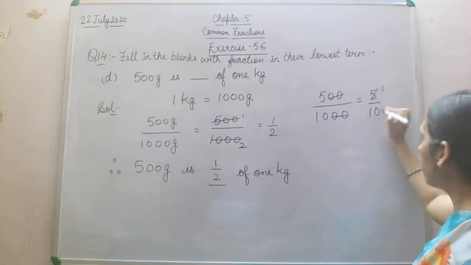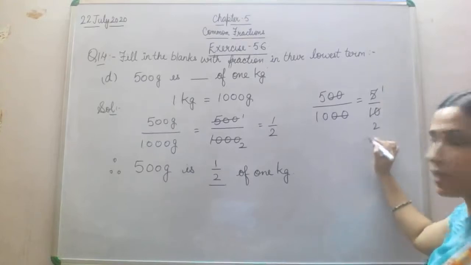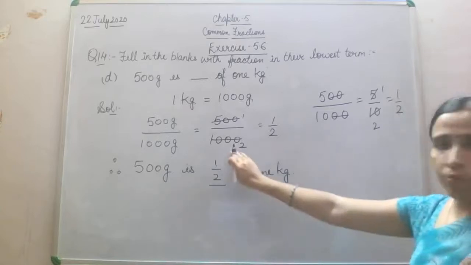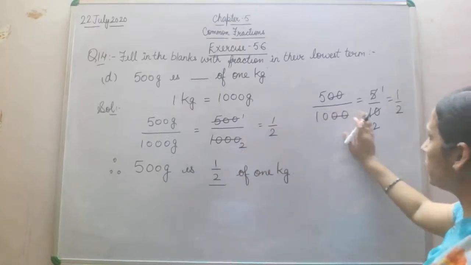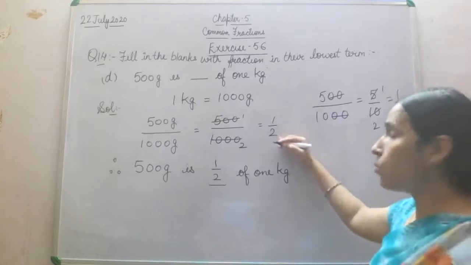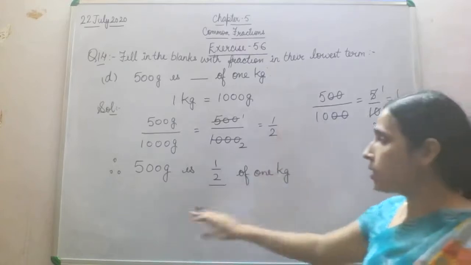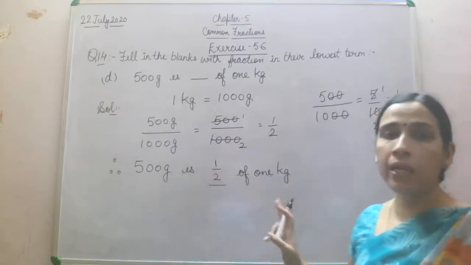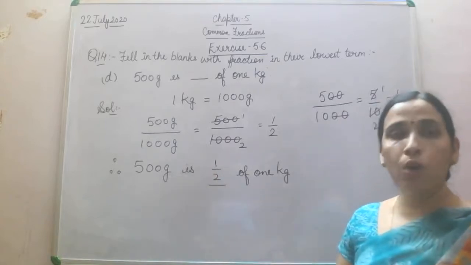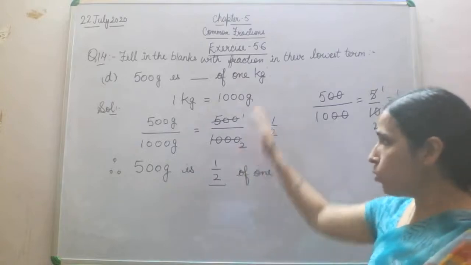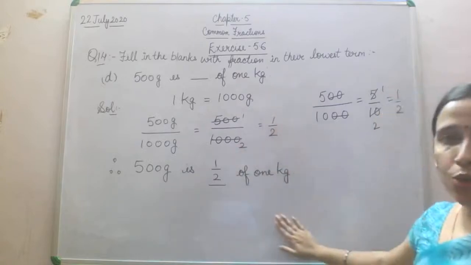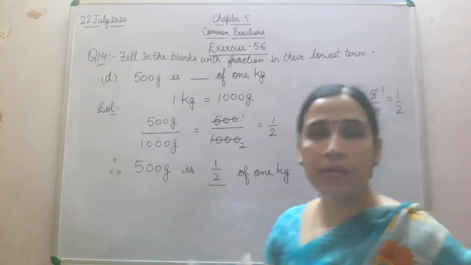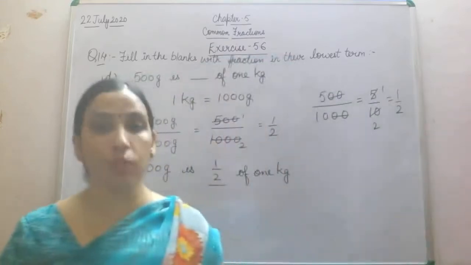Now you can do this division. 5 ones are 5 and 5 twos are 10. What will you get? Again you will get 1 by 2 only. Fine. So you can do it with this method also, and you will get 1 by 2 as the answer. Therefore, 500 gram is 1 by 2 of 1 kg. So, I hope this question is clear to you all, how we can find the fraction of a particular gram which is given to you.